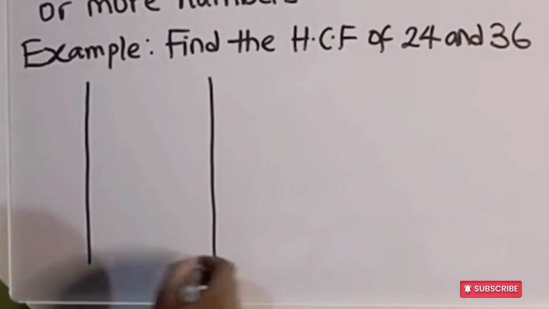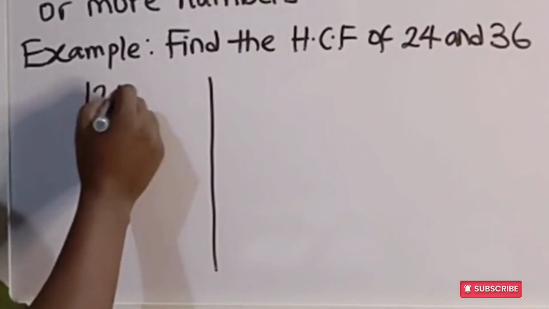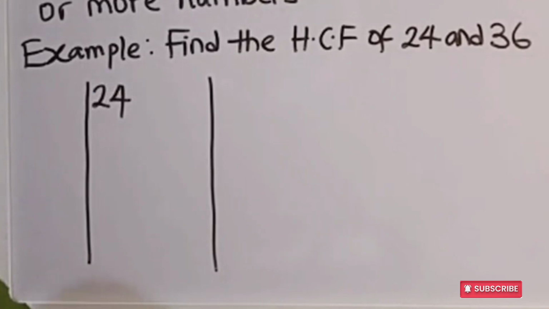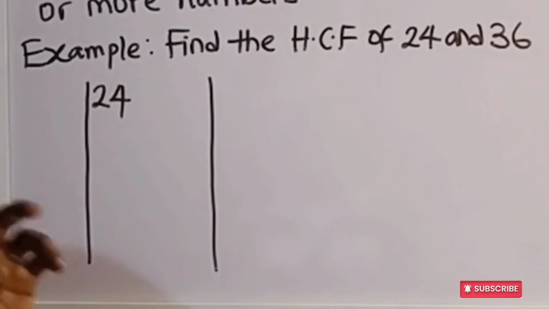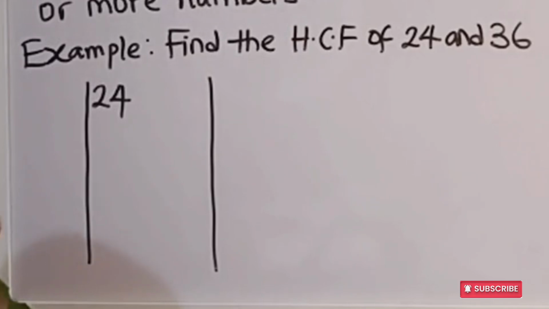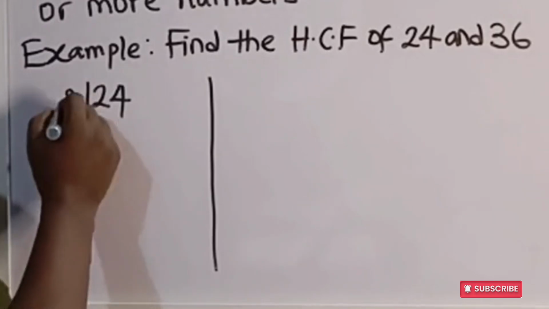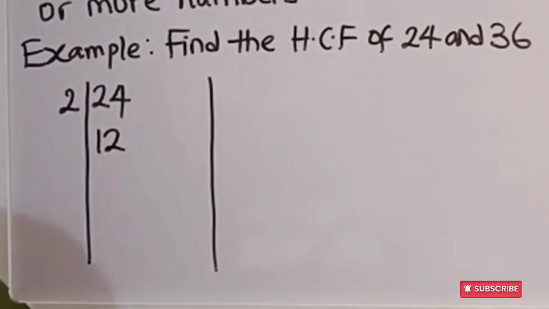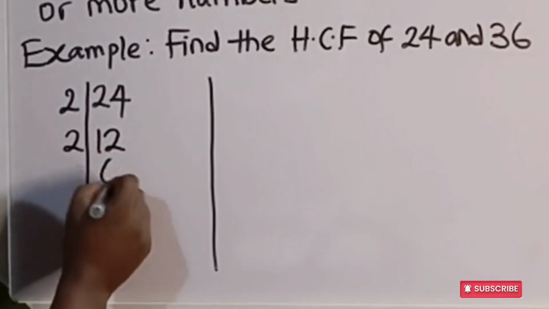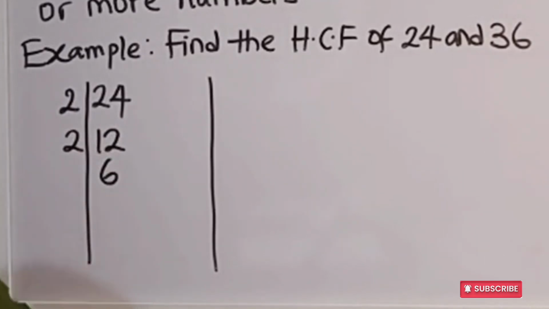You break them down separately. So we are breaking 24 down. We break 24 down until we have 1. So we start from the smallest prime number that can divide 24. And that smallest prime number is 2. So 24 divided by 2 is going to give us 12. We divide by 2 again. 12 divided by 2 is going to give us 6. We can divide by 2.